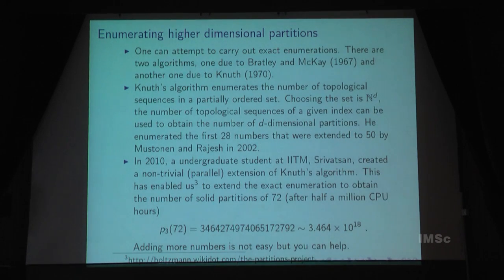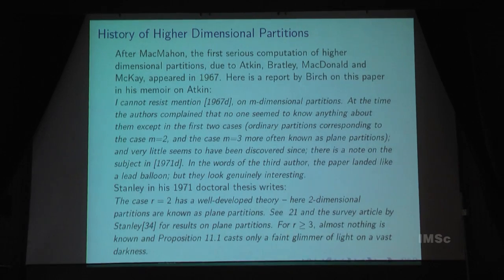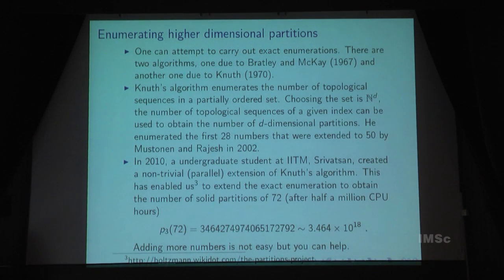For R greater than 3, what I want to tell you is that almost nothing is known, and some propositions cast only a faint glimmer of light on the vast darkness. That's what he called it. Okay? So obviously, generating function is not the way to go. So brute force is the way to go.